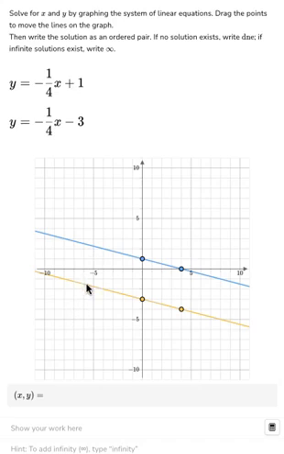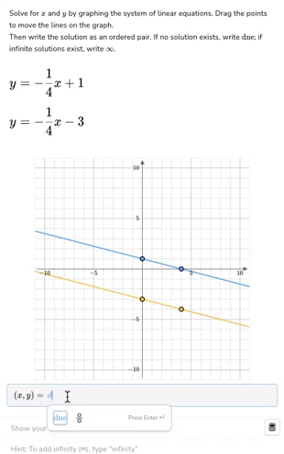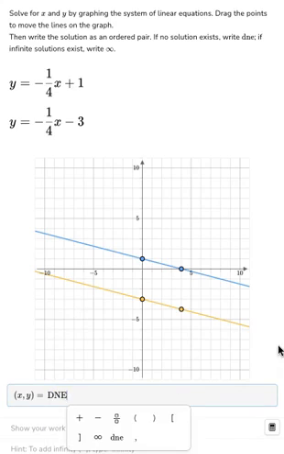When you have two lines with the same slope, they never intersect. So in this case, no solution exists. So we can just type DNE for does not exist. The lines never intersect, so they don't have a solution.